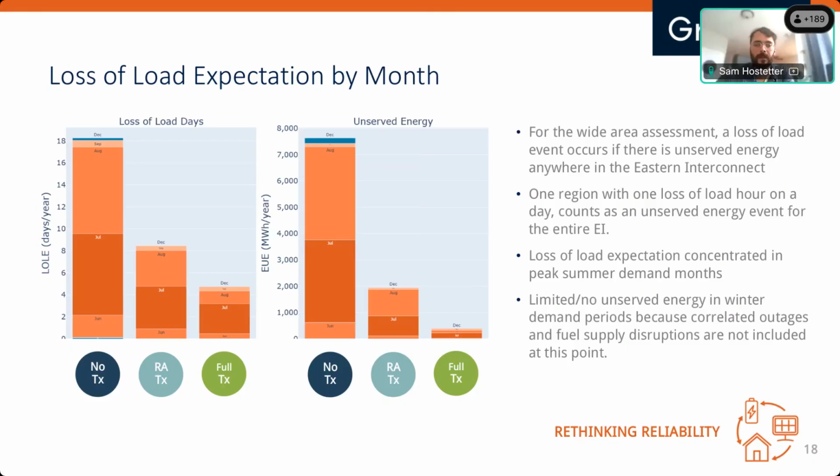Yeah, thank you for that, Derek. I also want to highlight that I see some questions rolling in regarding how to interpret some of these results. The values you see on the y-axis are additive. So within the no transmission scenario, for example, we saw just over 18 loss of load days per year across the system. And like I said, it's a very inclusive metric, given any loss of load exhibited in any region counts as an event for the entire Eastern Interconnect.